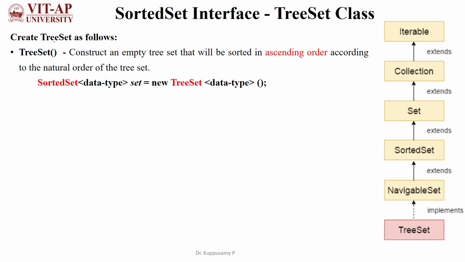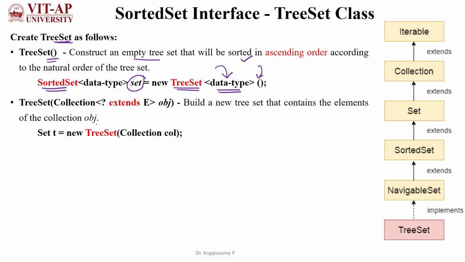Here the TreeSet can be instantiated with the default constructor. It creates an empty tree that will store the elements in ascending order based upon the SortedSet interface. So here the set object variable is created by using the TreeSet class. Here we have to mention the wrapper class data type, and the constructor is not carrying any elements here, which is implementing the SortedSet interface.